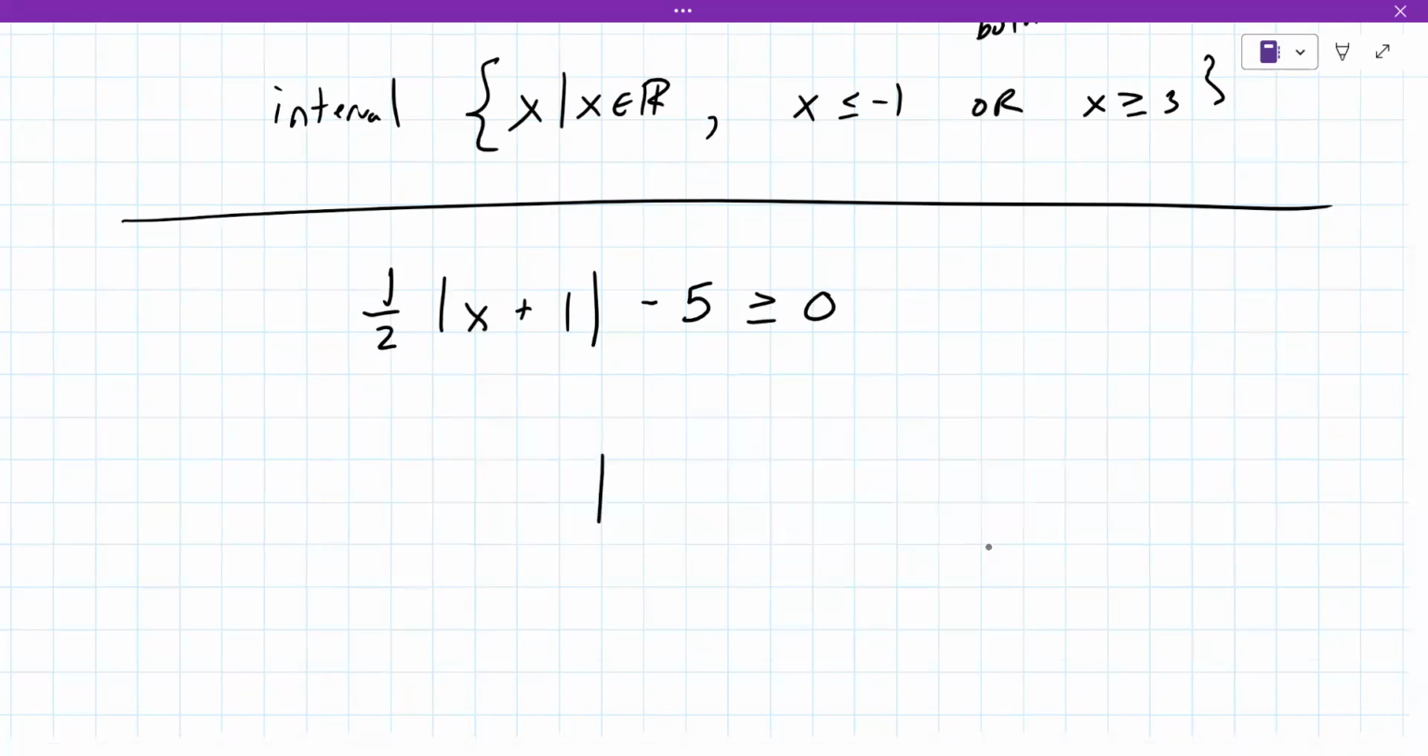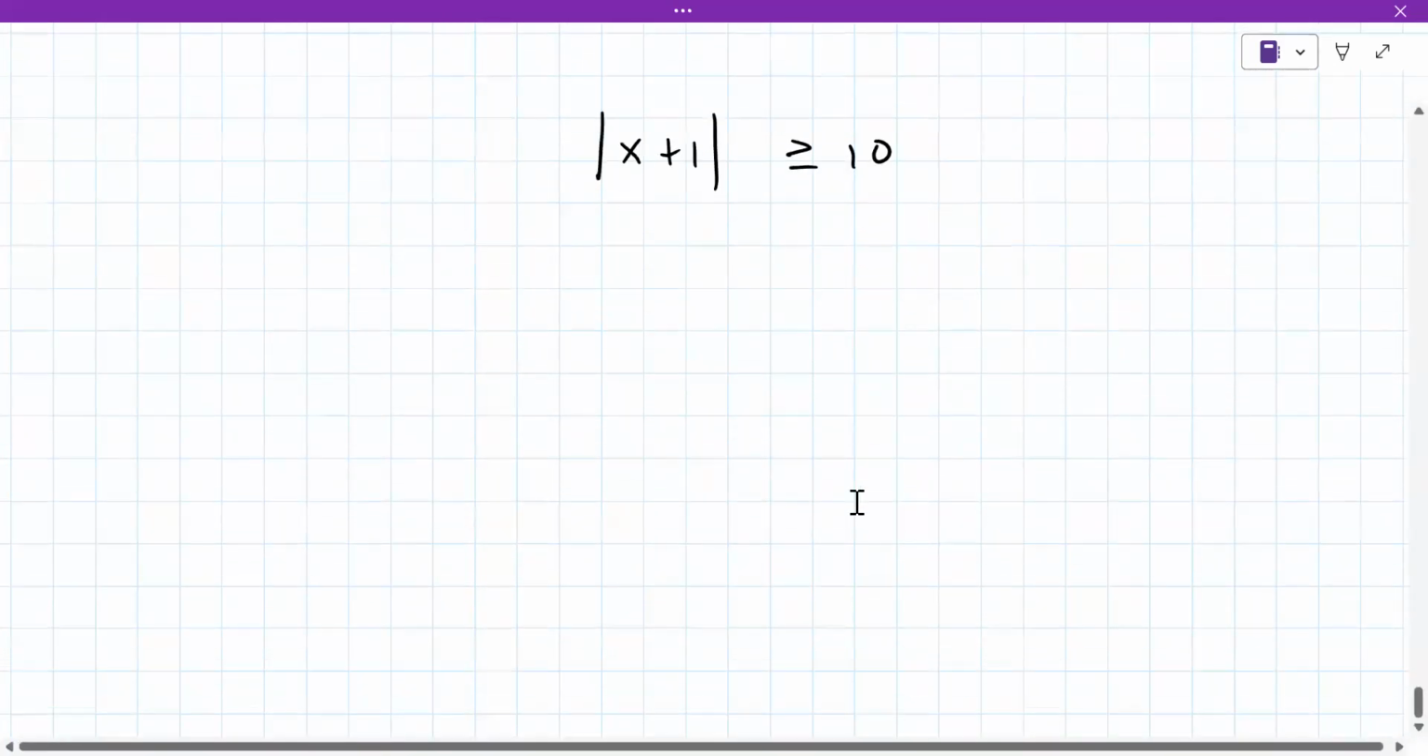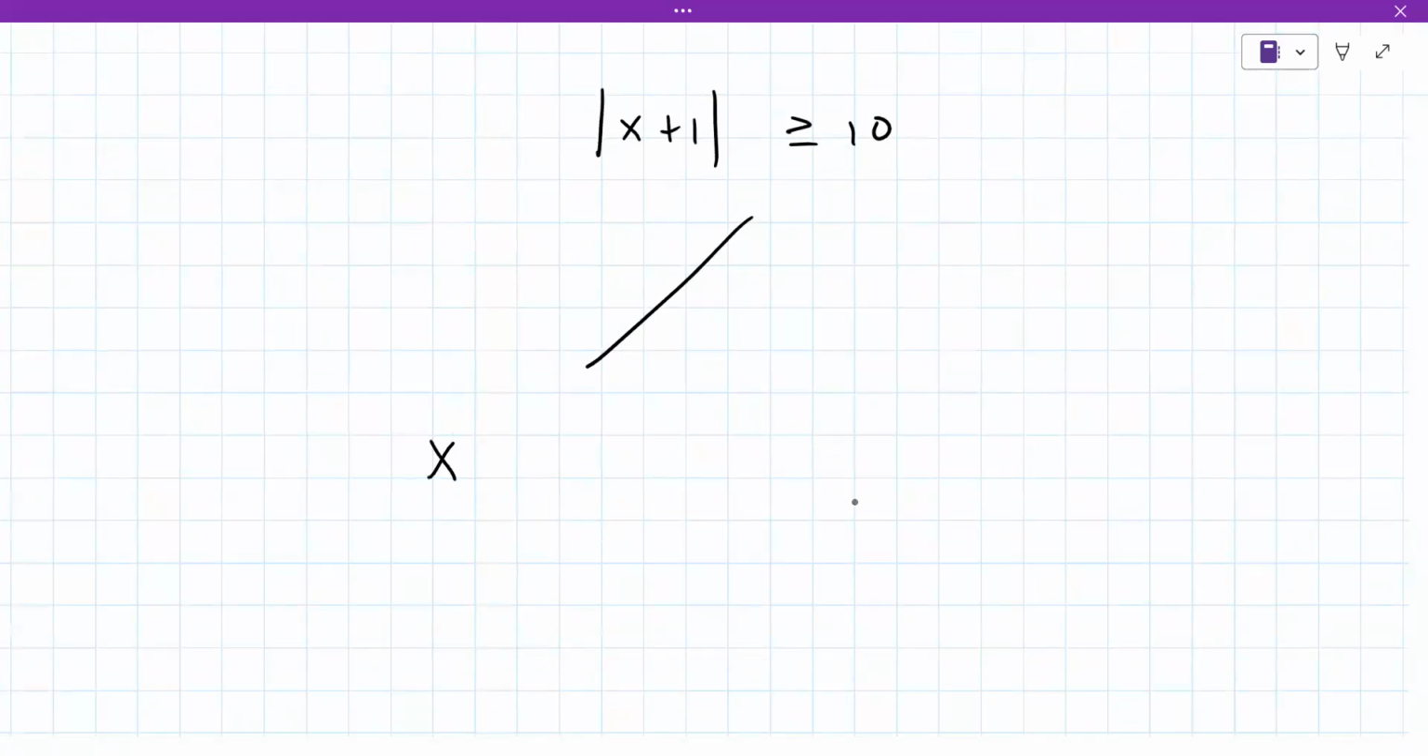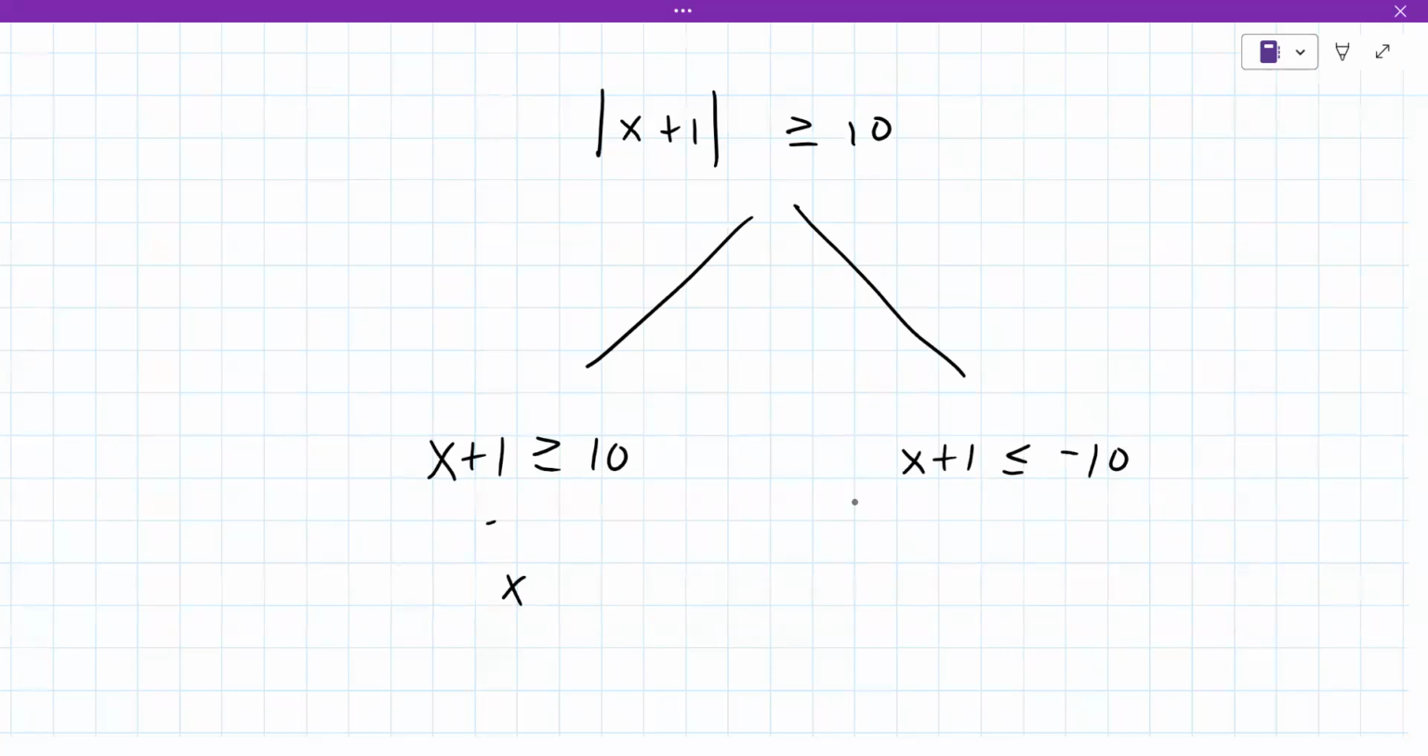Okay, so you probably got it down to this. Is that right? Yeah, I did. Okay, very good. So you split this apart: x plus 1 greater than or equal to 10, x plus 1 less than or equal to minus 10. See how the inequality flipped? Subtract 1, subtract 1. So x is greater than or equal to 9. Subtract 1, x is less than or equal to negative 11. That's where I went wrong.